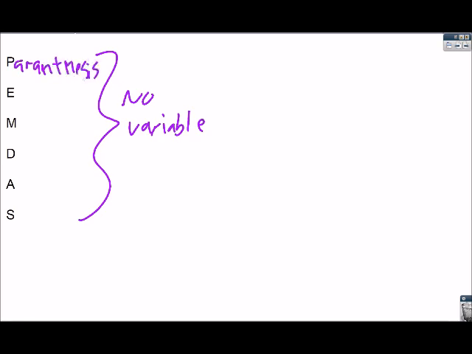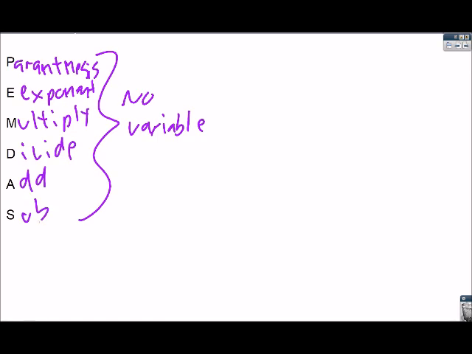But we're all familiar with PEMDAS, but for those of us who aren't, it's how we solve problems when there's no variables. So we're going to say no variables. That means there's no letters in it. And this is the order that we would go in to solve them. So that would be parentheses, exponents, multiply, divide, add, and subtract.